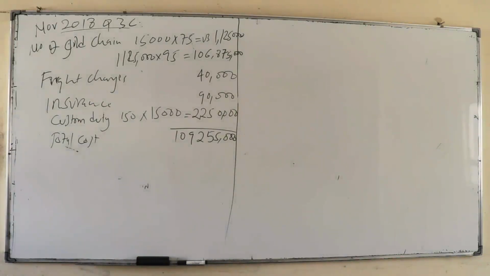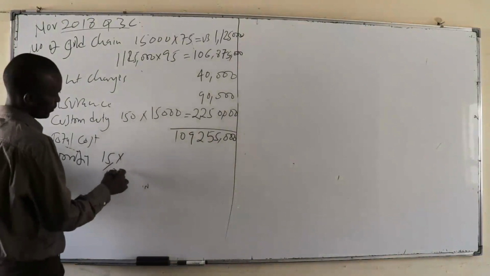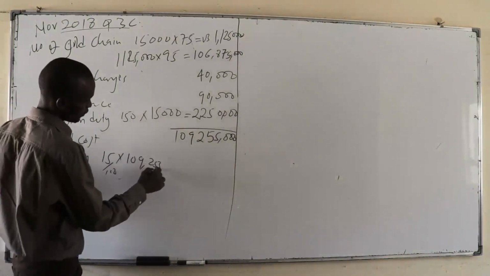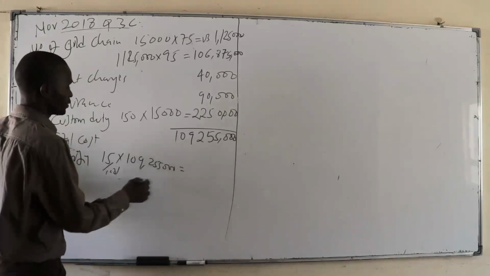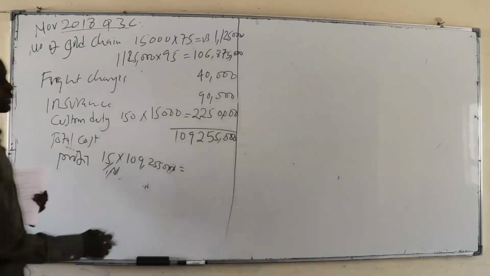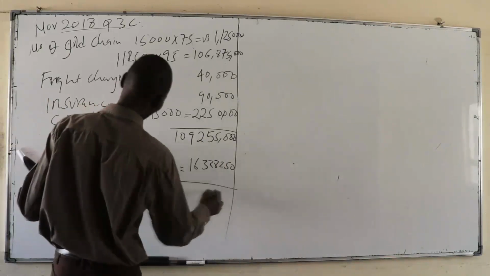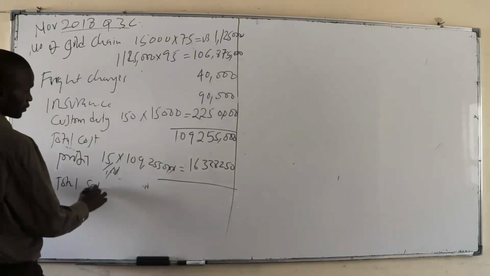Then the price at which the businessman should sell each chain to make a profit of, is it 15%? It looks like 15% or what is it? 15% of that, so add profit. He wants a profit of 15% of that money, 109,255,000. How much profit will you get? 16,388,250. So what is the total sale?